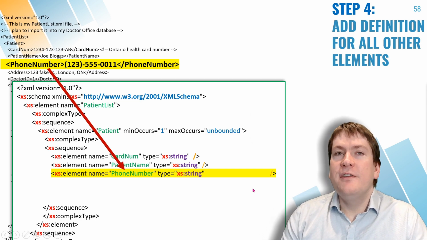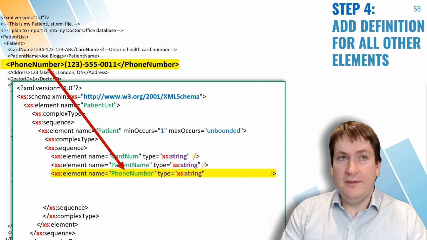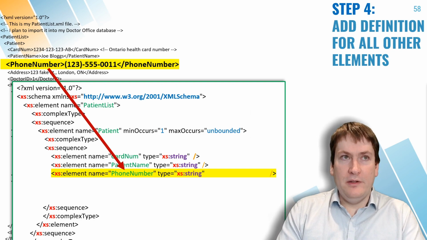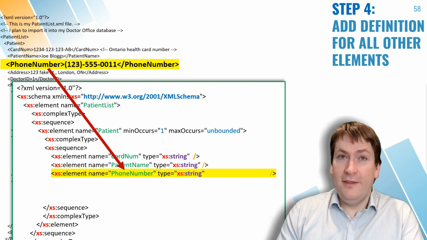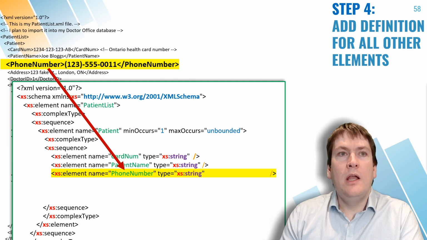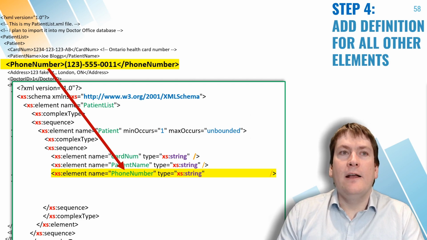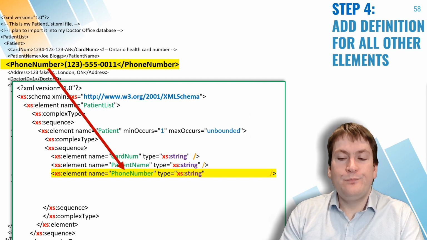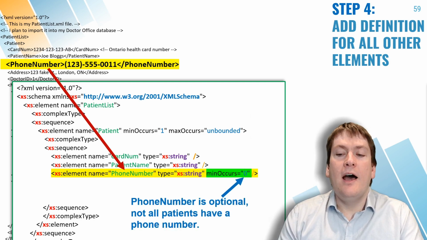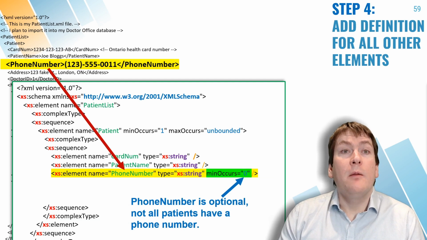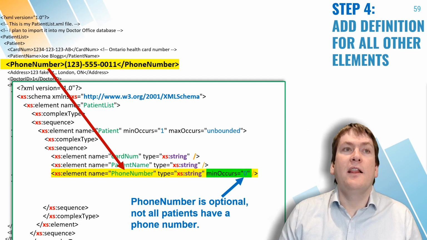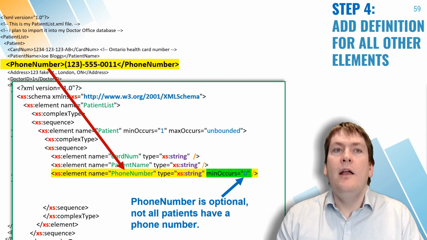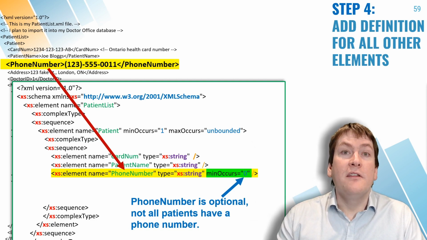But in this case, there is something else we have to consider. And that is, if you remember the original XML document, not all of the patients actually had phone numbers. There are some patients, I think it was Jane Doe, who didn't have a phone number listed. So we're going to have to add a little something else to this record. In this case, it's going to be a minOccurs. By saying minOccurs 0, we're saying it doesn't have to occur at all. So the minimum is this element could not be in the record. That means that this is optional.